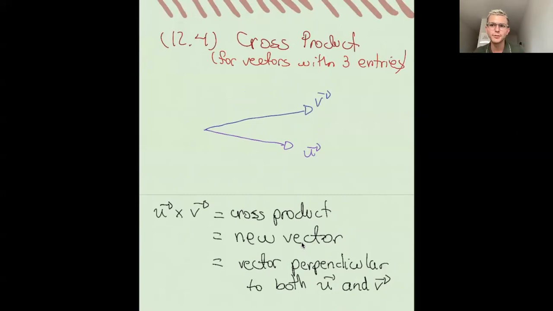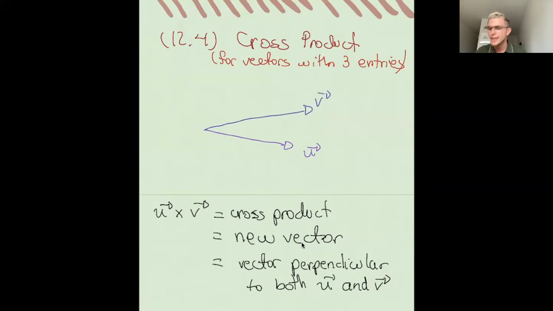Which is good because the course is mostly about 2 or 3 entries. If the vector has 2 entries, then you do the trick where you add a 0 as the 3rd entry. So that's fine. We're not going to use vectors with 4 entries, but what counts as a cross product there is more complicated than what I'm going to give you here.